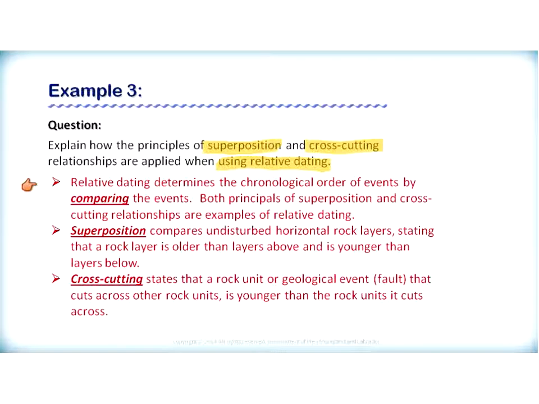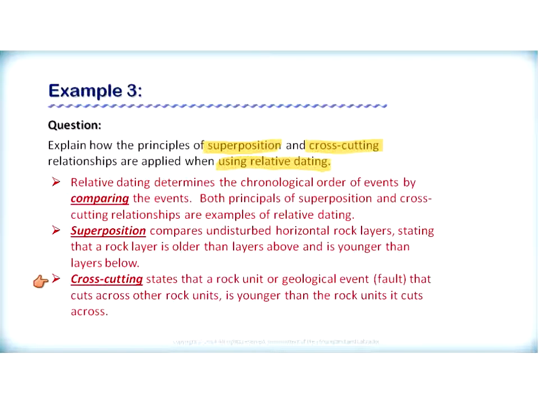Relative dating determines the chronological order of events by comparing events. Both principles, superposition and cross-cutting relationships, are examples of relative dating. Superposition compares undisturbed horizontal layers, stating that a rock layer is older than the layers above, and a rock layer will be younger than all the layers below.